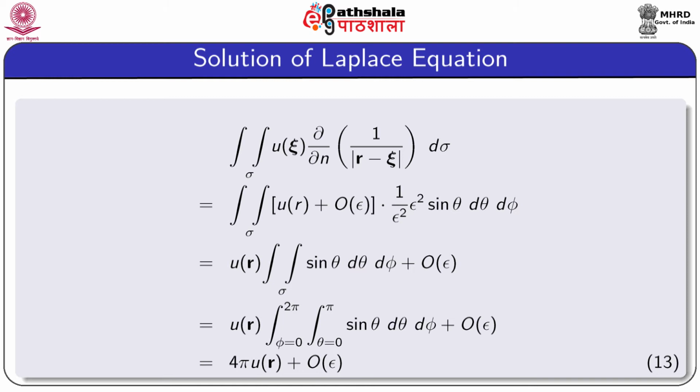Since r is a constant, we can take out the term u r from the integration. So, this is u r times the integration of sin theta d theta d phi over the surface sigma plus an order epsilon term, and after integration we obtain its value is 4 pi. Therefore, the value of the integral of u del n of u dash is equal to 4 pi u r plus a term of order epsilon.